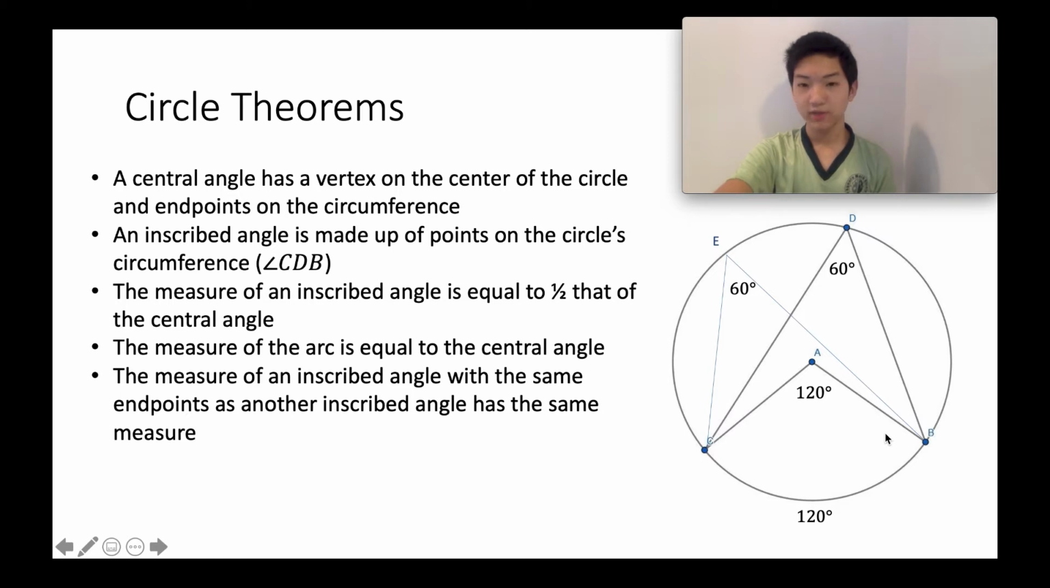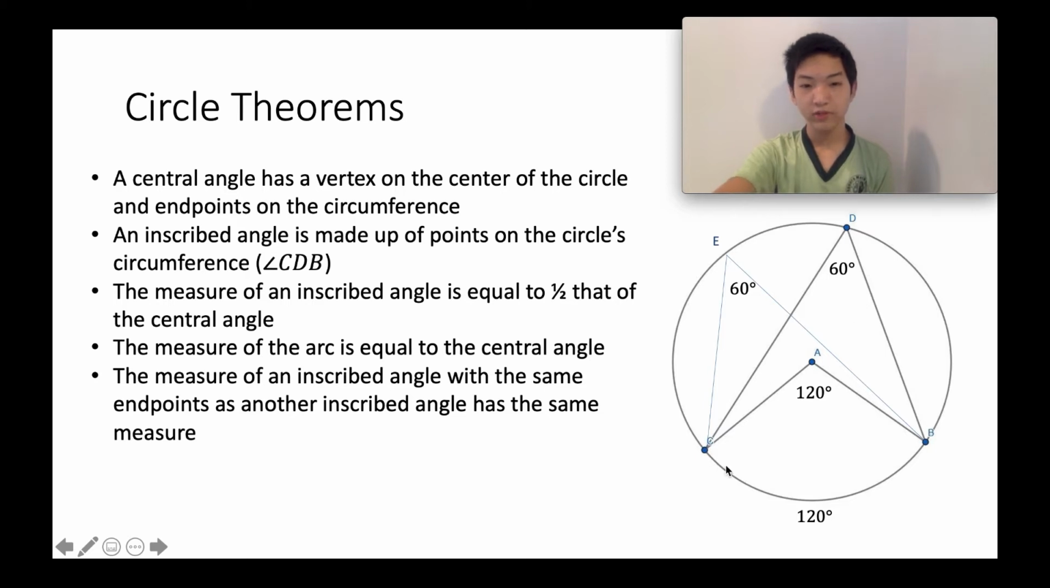The measure of an inscribed angle is equal to 1/2 that of the central angle. So if we were given that the central angle is 120 degrees, the measure of the inscribed angle would be 60 degrees. There's a proof behind that, but I don't have enough time in this video to go over it. But I heavily encourage you to search up the proofs for this and all of the theorems I mentioned. This will help to deepen your understanding of the material.